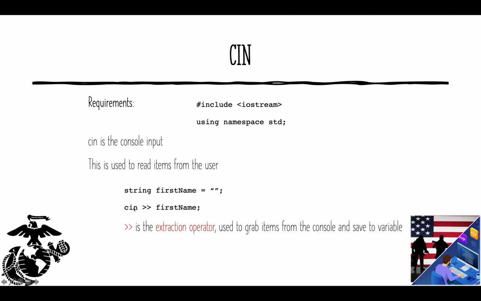And then after that, we are then going to use a cin call. This right here is called the extraction operator. This is used to grab items from the console and save it to the variable. And then this variable that we've already created is the firstName variable.